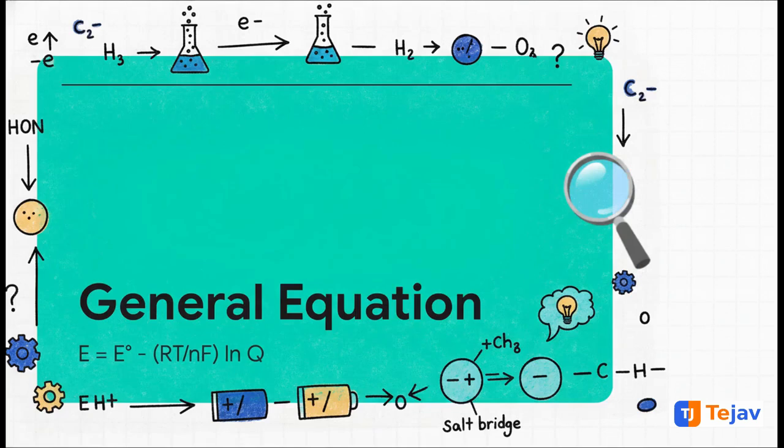Okay, let's see how this actually looks on paper. Here's the general equation. E equals E0 minus RT over NF times the natural log of Q. Okay, wait, hold on, don't panic. I know it looks like a crazy alphabet soup of chemistry variables, but I promise you it is way simpler than it seems. We're going to break down every single piece right now so you know exactly what's going on.